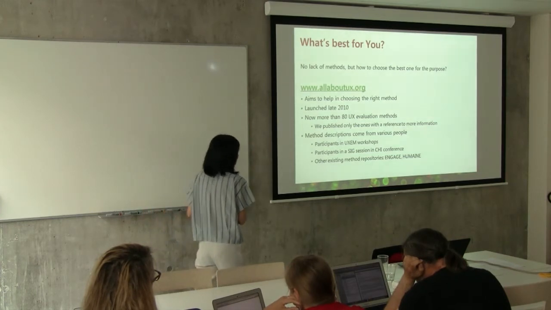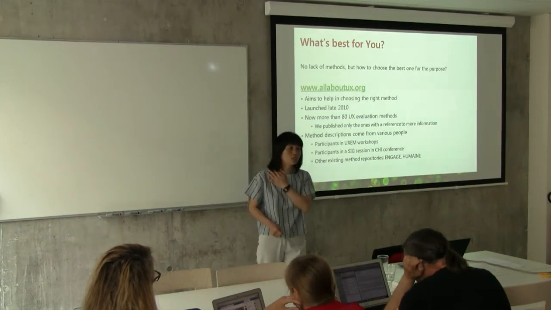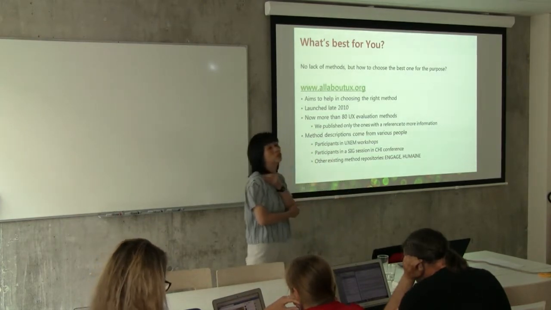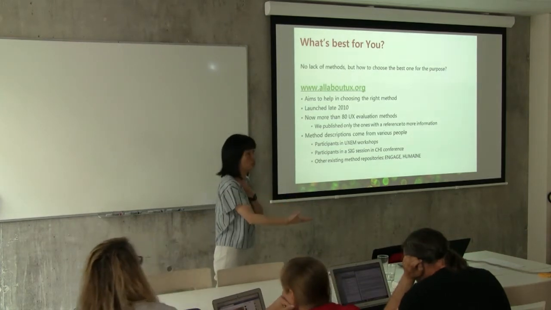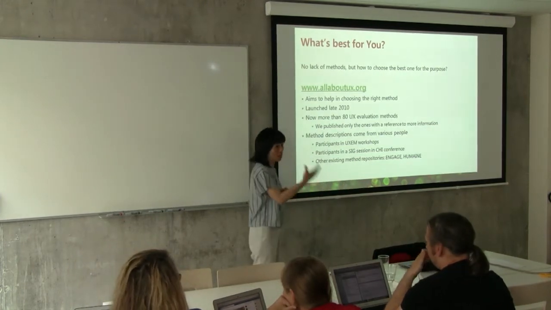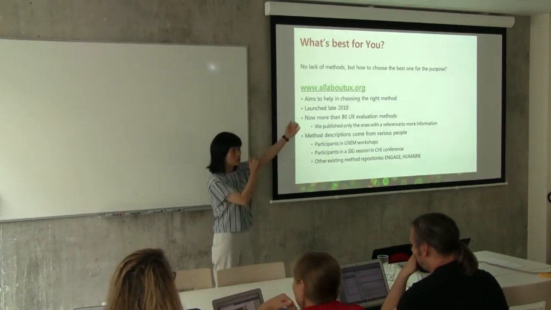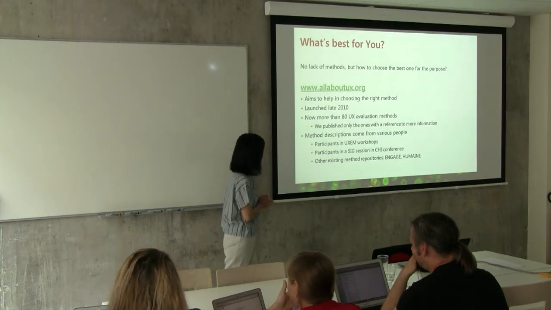It's now more than 80 evaluation methods. But because of the copyright issue, we cannot upload too much information there, because the creators of the methods still own the copyright. So we can just show you that there is something out there like that, and we analyze them based on these constraints, properties, and attributes.